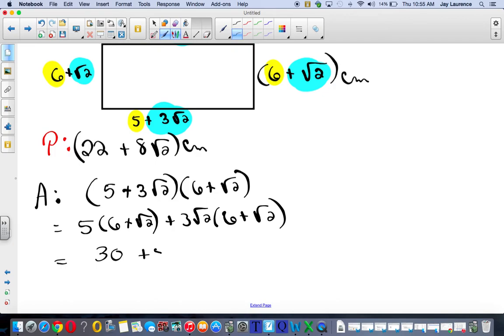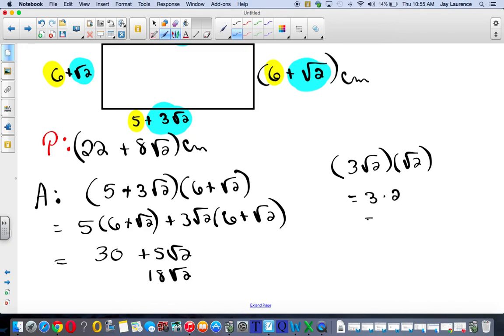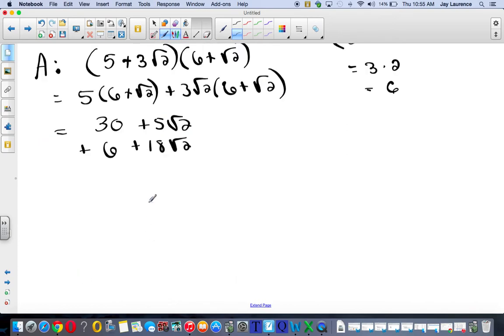5 times rad 2 is 5 rad 2. 3 rad 2 times 6 rad 2 is 18 rad 2. And then finally, be careful on this one, 3 rad 2 times rad 2 is 3 times 2, or better yet, 6. So there's going to be a positive 6 there. And all I did was line them up, okay, my like terms. So if I add up, I'm going to get 36. Here I'm going to get plus 23 rad 2's, and that's in centimeters squared.